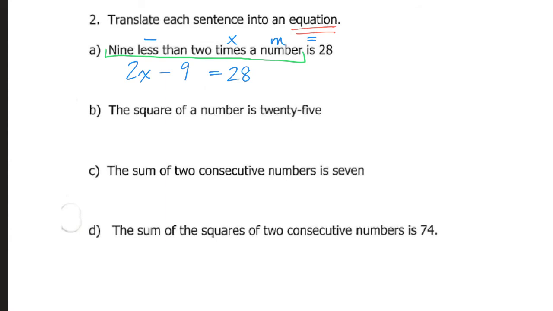Okay, we're back. So for a lot of us, probably B was pretty direct. The square of a number, I'll use n for number. Square of a number, is means equals 25, and we are good. Okay, let's give C a shot. Pause it now.